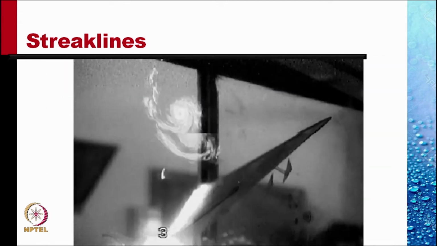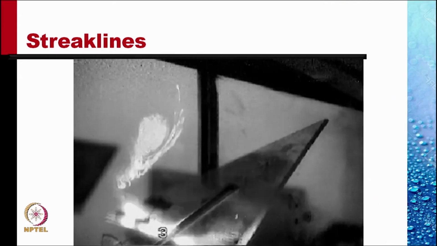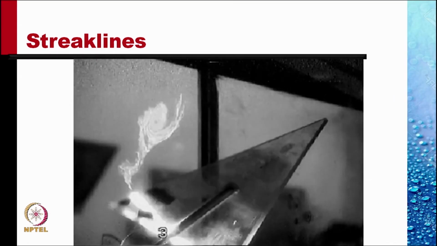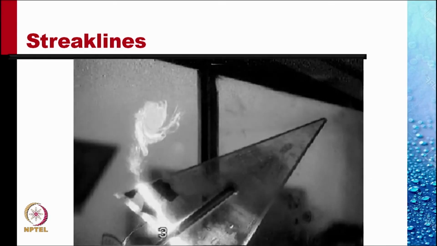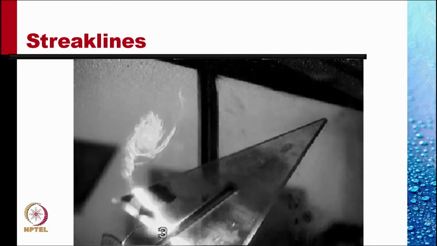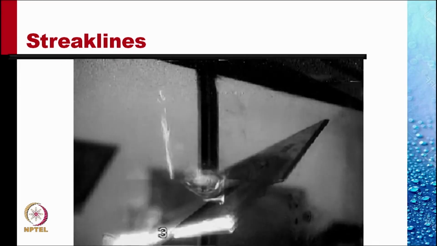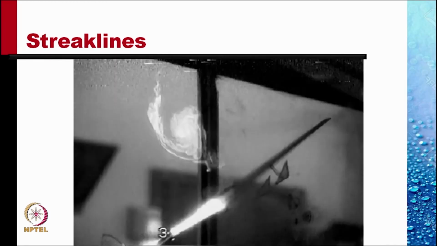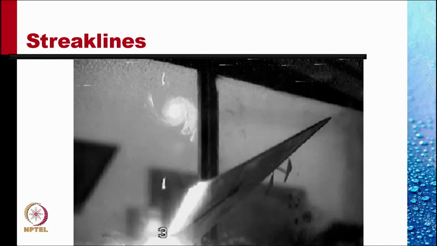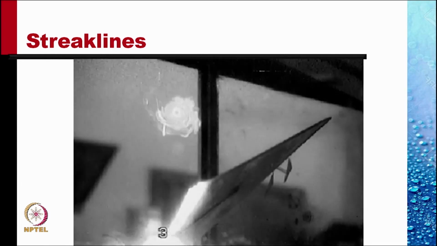Here again is a picture where a delta wing is in a wind tunnel. The smoke is injected from the bottom, and we can see how vortices are shed alternately from the two ends of the delta wing. You can see the power of visualizing the streak lines. They tell us the nature of the flow.